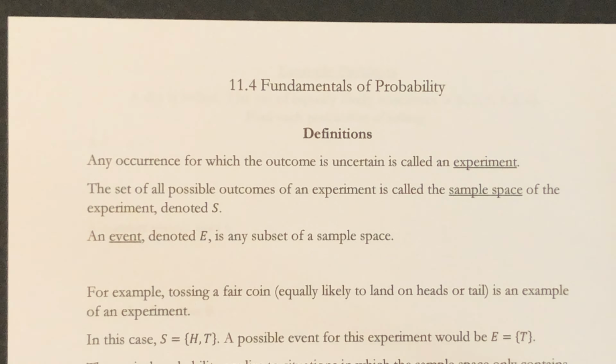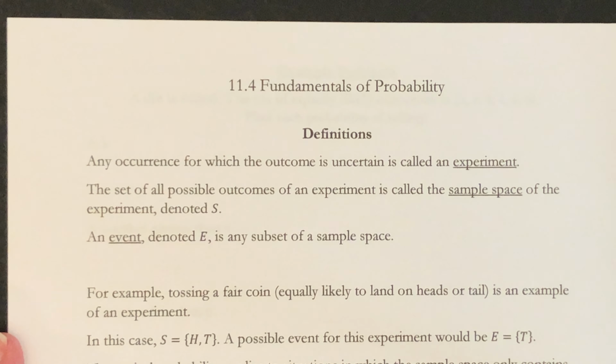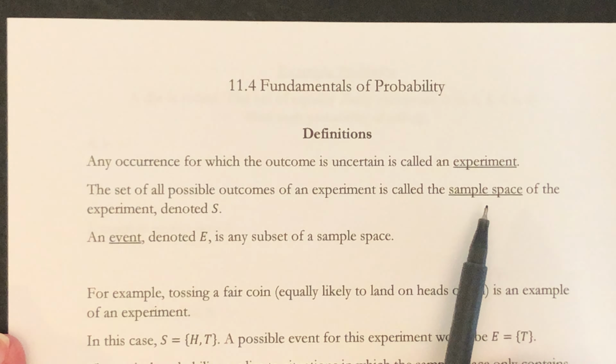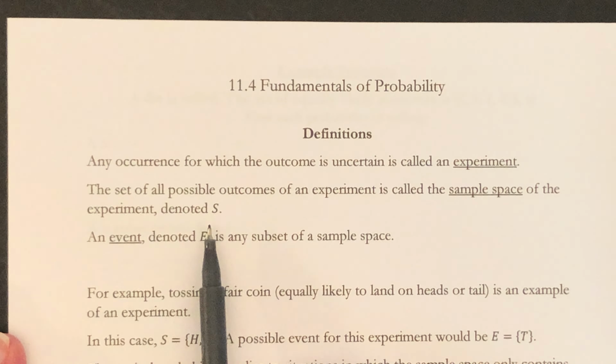Any occurrence for which the outcome is uncertain is called an experiment. Now, the experiment might be flipping a coin, tossing dice, making free throws, whatever it is. The set of all possible outcomes of an experiment is called the sample space of the experiment, denoted U. An event, denoted E, is any subset of a sample space.